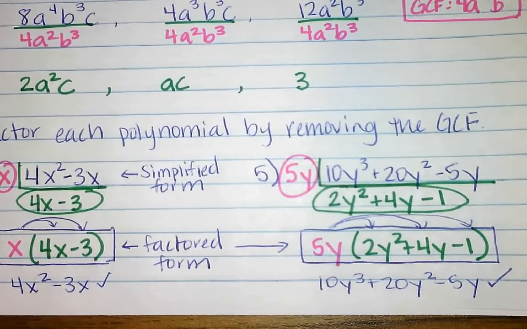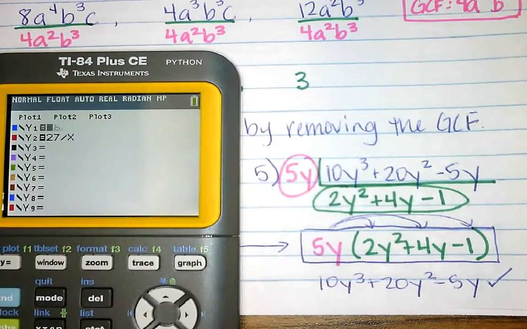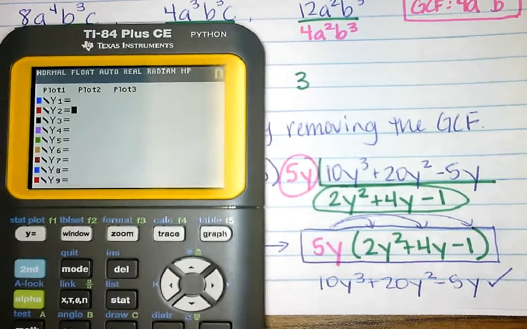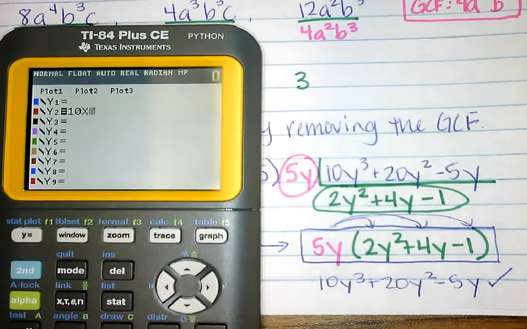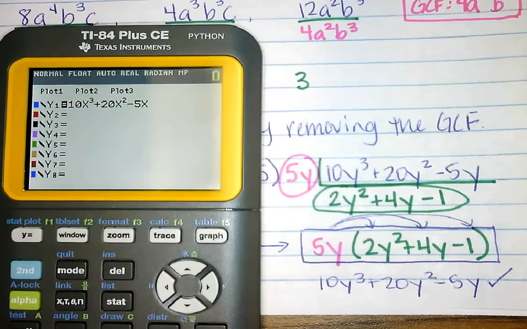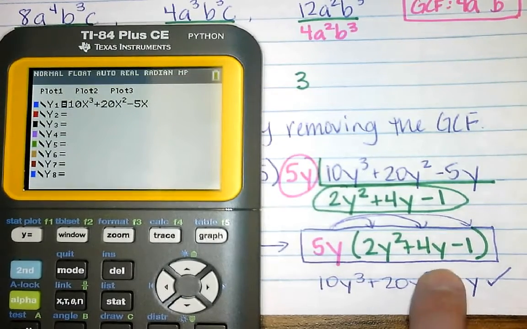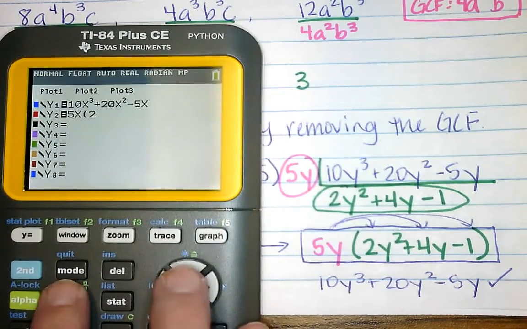Now, I personally think it's actually easier just to multiply it back really quick. But if you want to find how we can check our equivalency on our calculator, I want to show you all some cool little tips here. You can put your simplified form, the form they give you. I'm going to switch to x, and y1, so that's 10x cubed plus 20x squared minus 5x. And then I'm going to put my factored form in the y2 here. So I'm going to say 5x parentheses 2x squared plus 4x minus 1.